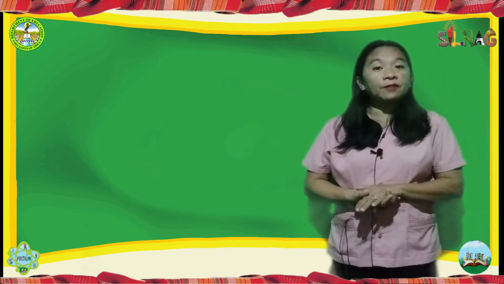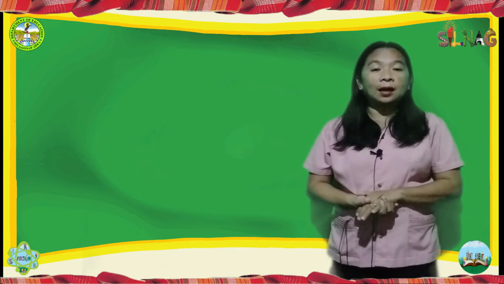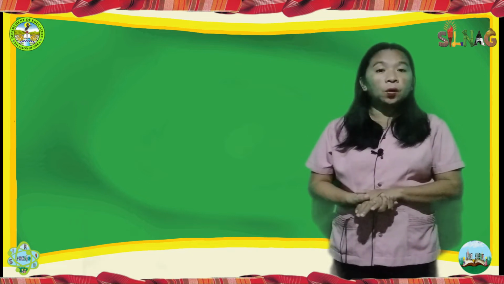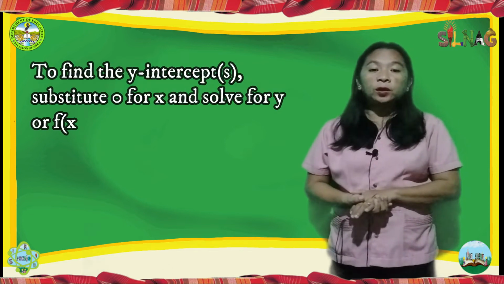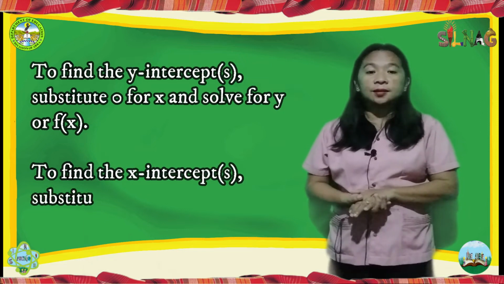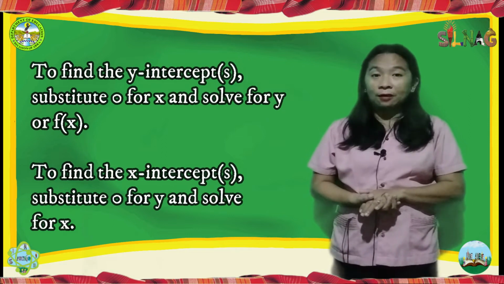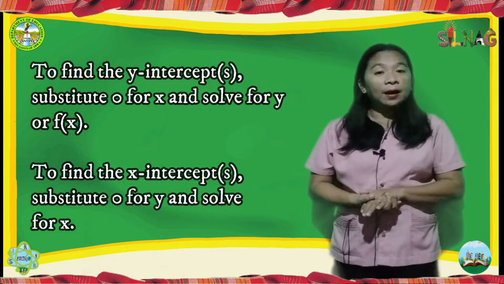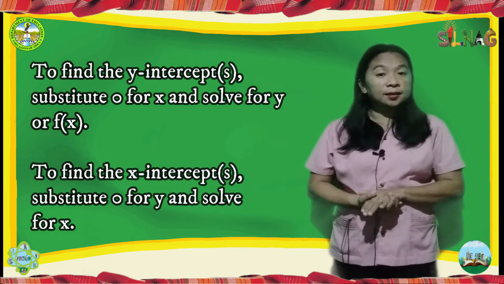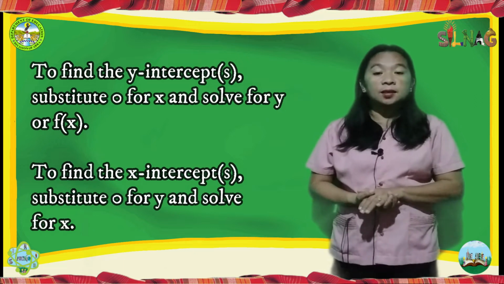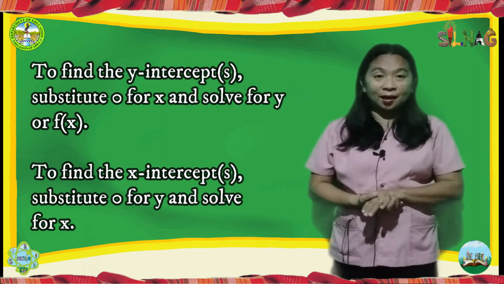An intercept of a rational function is a point where the graph of a rational function intersects the x or y axis. To find the y-intercept, which is the point where the graph crosses the y-axis, substitute 0 for x and then solve for y or f of x. And to find the x-intercept, which is the point where the graph crosses the x-axis, also known as zeros, substitute 0 for y and then solve for x.